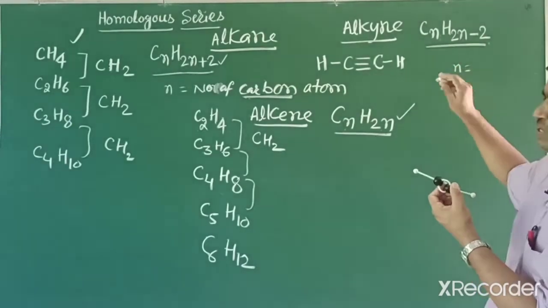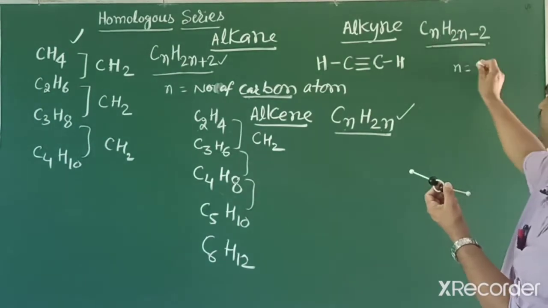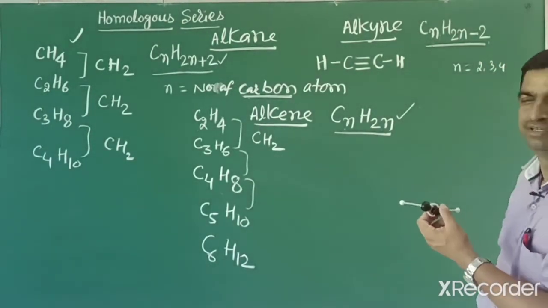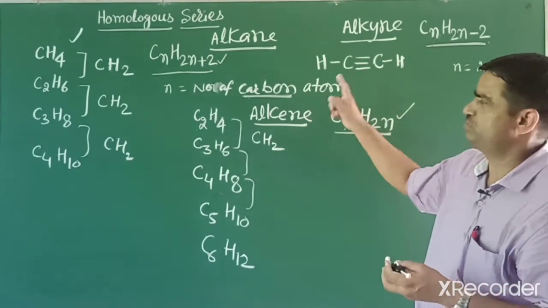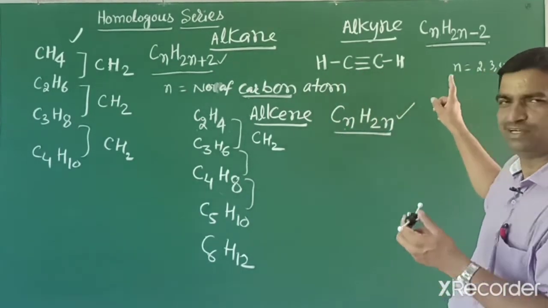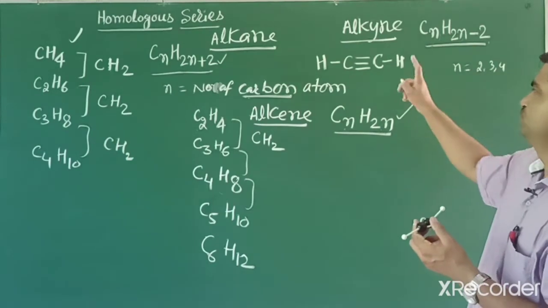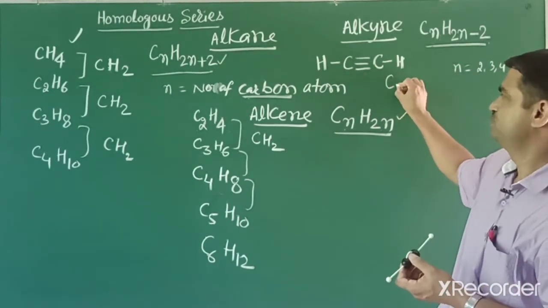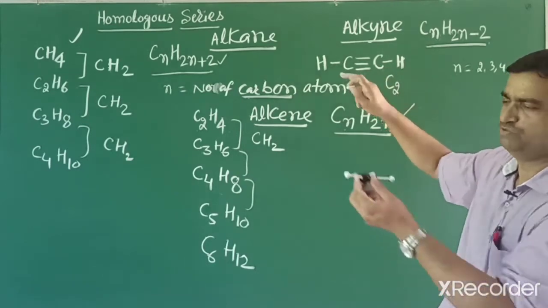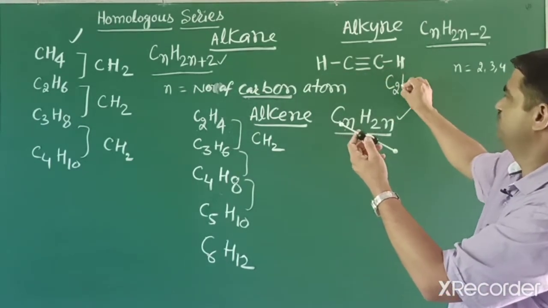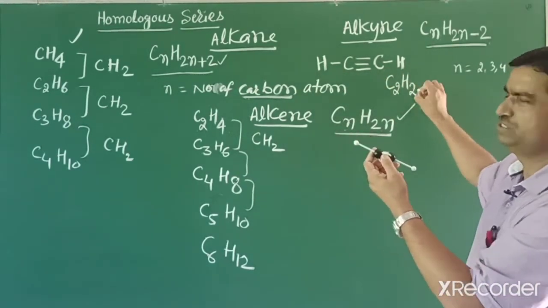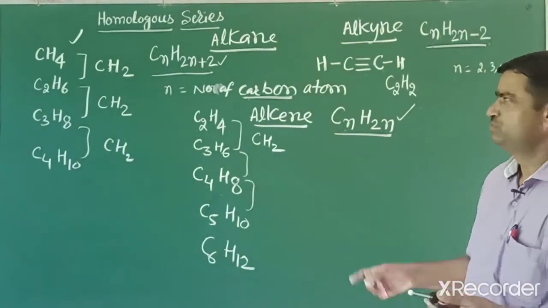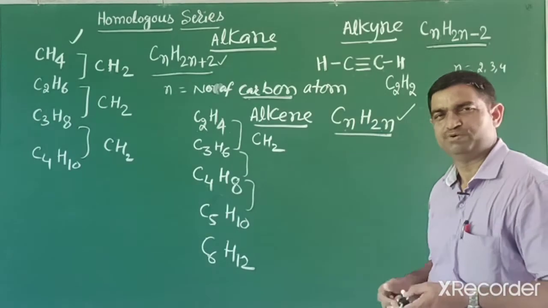n means number of carbon atoms, and n starts from 2, 3, 4 like this, because for making a double or triple bond requires at least 2 carbon atoms. So this one is the first carbon compound, and its molecular formula is C2H2. So, first compound. What is the IUPAC name of this compound, students?